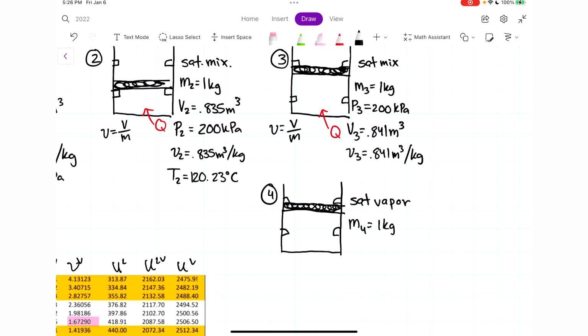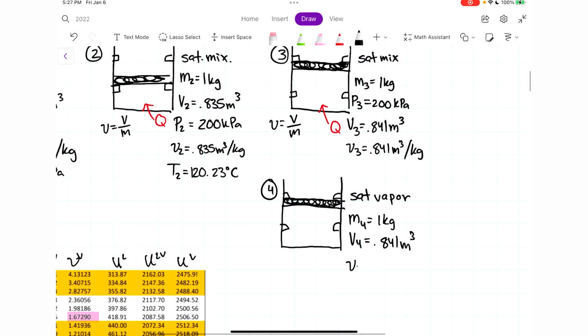What else do we know? We know that the volume is still 0.841 meters cubed because our problem doesn't say anything about the piston cylinder breaking or removing the second set of stops, right? So our volume of the fourth state is still going to be 0.841 meters cubed, meaning that our specific volume is 0.841 meters cubed per kilogram, because specific volume is volume divided by mass. Perfect.